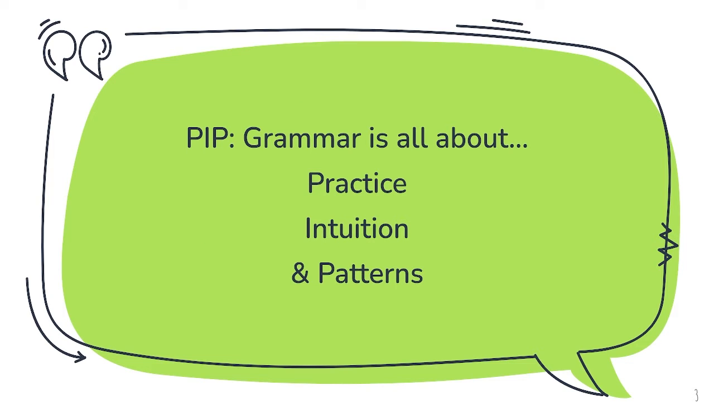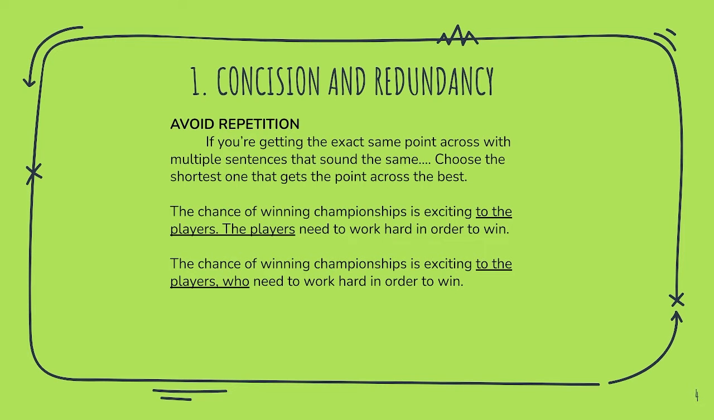We can use the acronym PIP to summarize studying for this section. You see, grammar is all about practice, intuition, and patterns. In order to practice grammar, you have to look out for patterns and use your intuition, and at the same time practice multiple times. So our first concept for the SAT grammar section is about concision and redundancy.